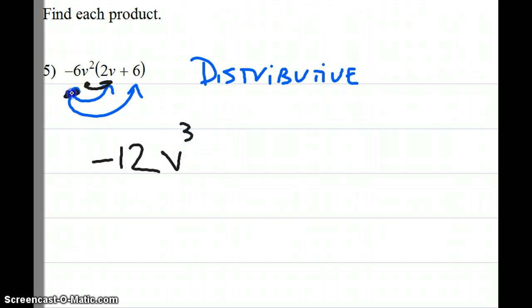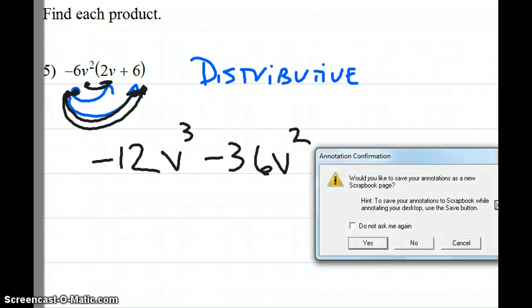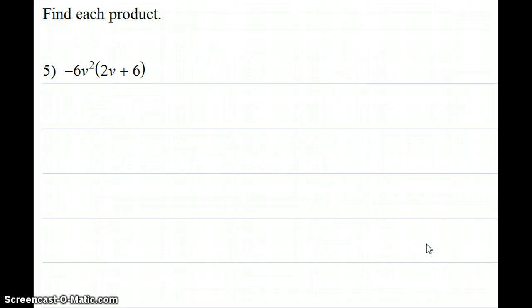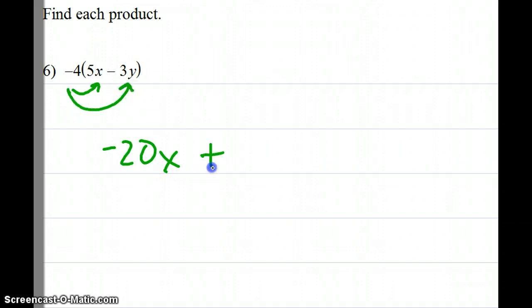Take care of your numbers first. A negative 6 times a positive 6 will be a negative 36. A v squared, and we have no other v's, so we'll just have a v squared in our answer. If we look at the next one, we just have a number on the outside, so again, we'll just distribute this. A negative times a 5 is a negative 20. We just float the x on there. A negative, be careful, times a negative is a positive. And again, we just put our variable in that same spot.